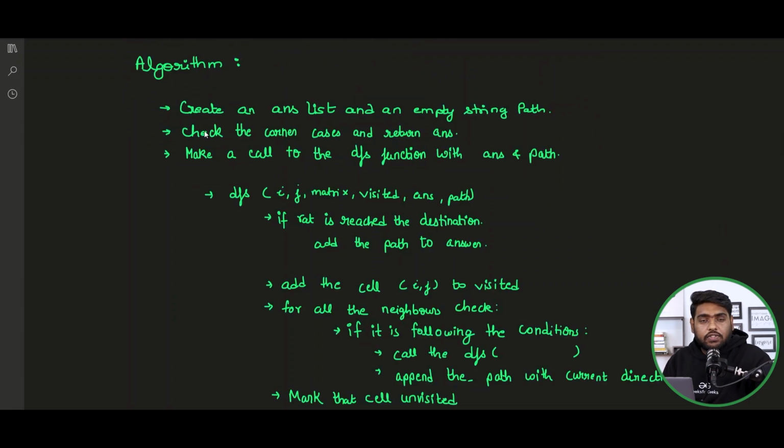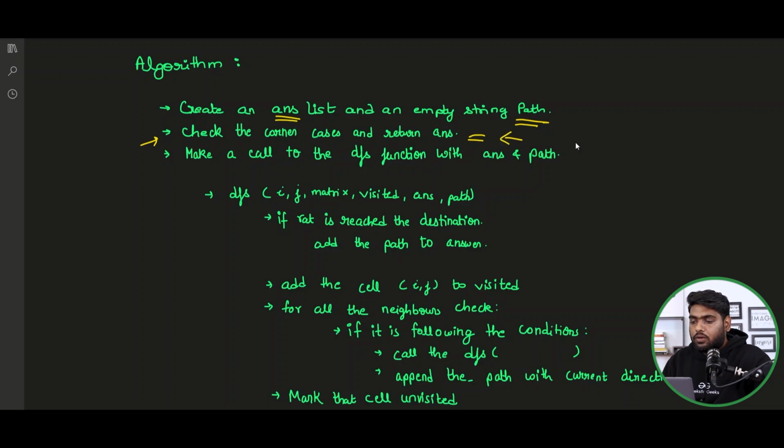Okay, so what is the very first step? We need to create a list called answer. I have named it like that. And you need to make an empty string, and I'm calling that variable path here. The very first thing we should take care of is the corner cases. That means if the first block itself is blocked, that means 0 comma 0 is a blocked position, the rat cannot travel anywhere, correct?